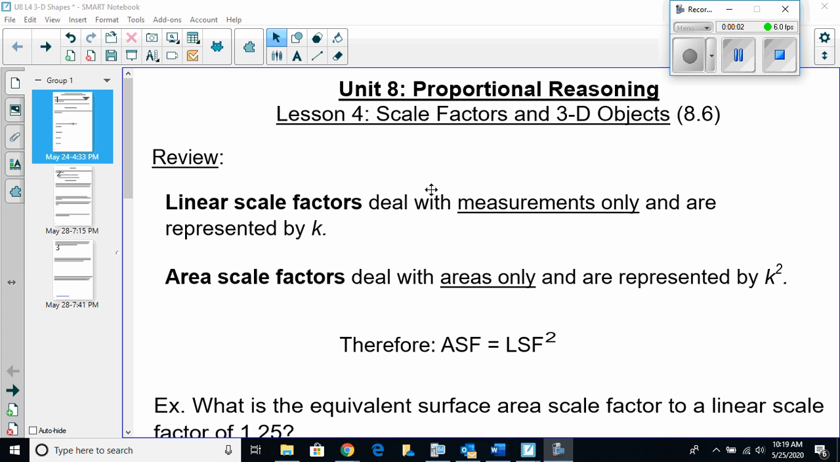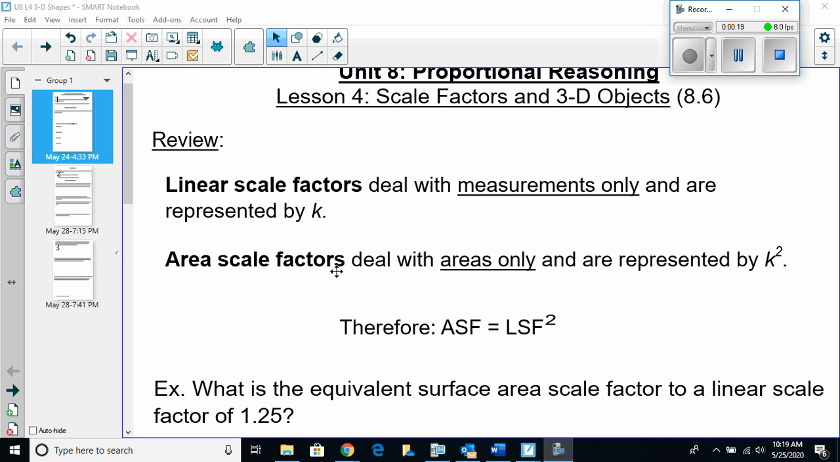Okay, guys, today is the very last lesson of Math 20-2 for us. We will start with the scale factor when we are dealing with 3D objects, but let's do a short review before we move to the new topic.